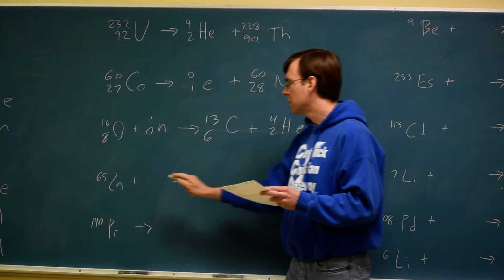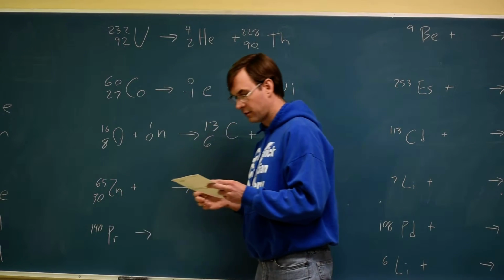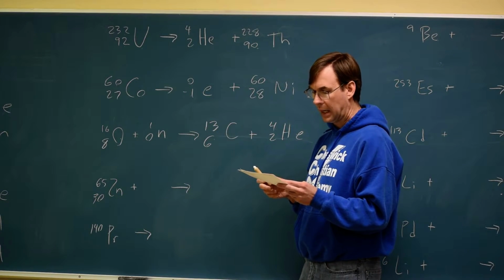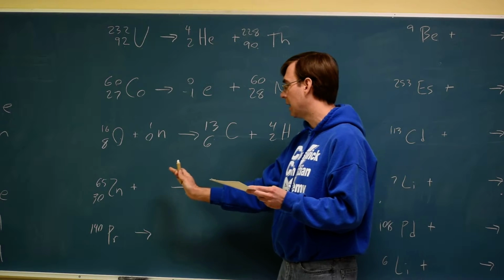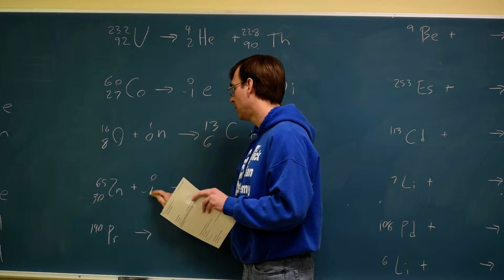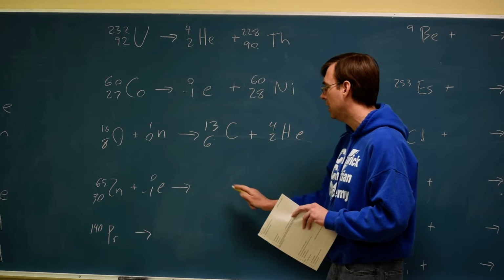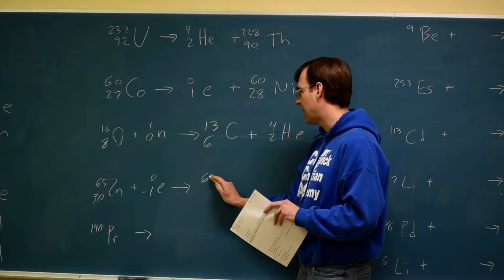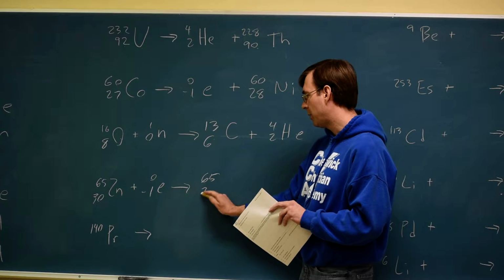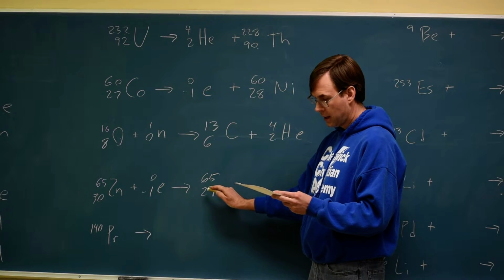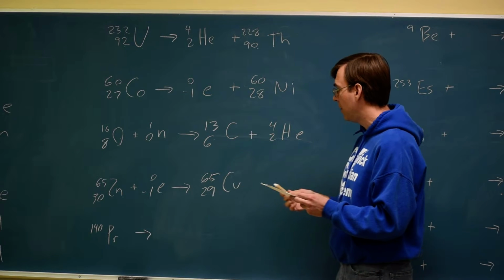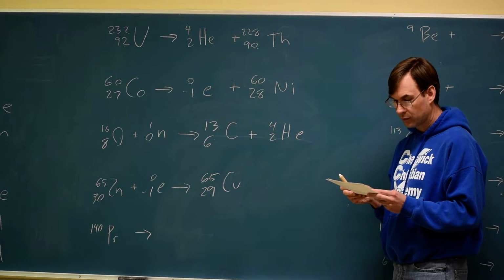For 4, zinc is number 30 from the periodic table. Electron capture means that electron is on the left. So I'm going to do that on the left. On the right, I just need a new element. So I add up 65 and 0. I add up 30 and negative 1. And then I look at my periodic table, number 29 is copper.